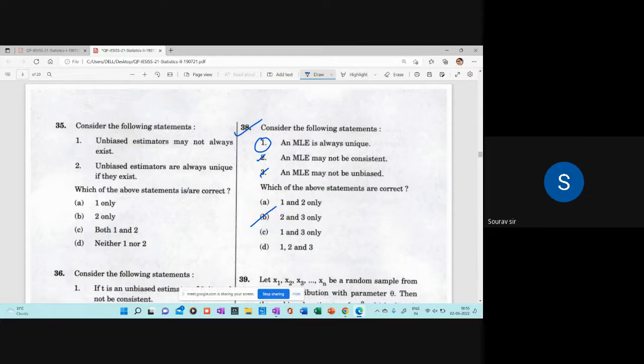So for this particular sum, only 1 is false and 2 and 3 are correct statements. Is it okay?